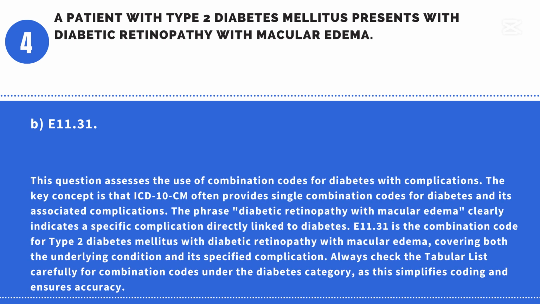Answer: B. E11.31. This question assesses the use of combination codes for diabetes with complications. The key concept is that ICD-10-CM often provides single combination codes for diabetes and its associated complications. The phrase diabetic retinopathy with macular edema clearly indicates a specific complication directly linked to diabetes. E11.31 is the combination code for type 2 diabetes mellitus with diabetic retinopathy with macular edema, covering both the underlying condition and its specified complication. Always check the tabular list carefully for combination codes under the diabetes category, as this simplifies coding and ensures accuracy.